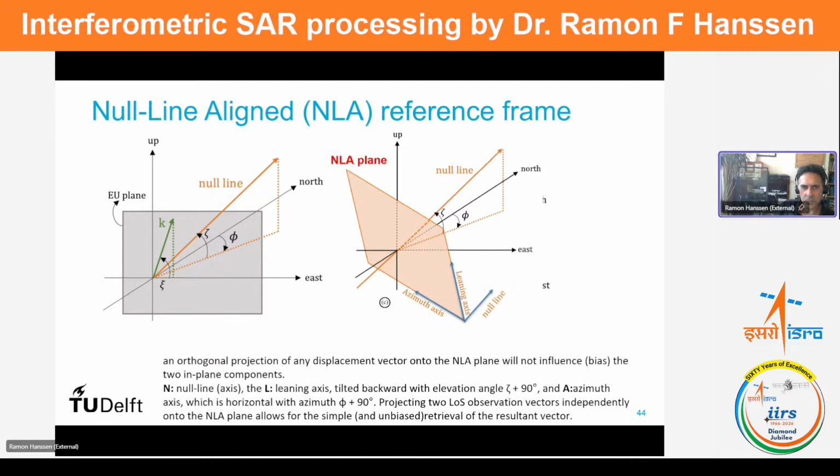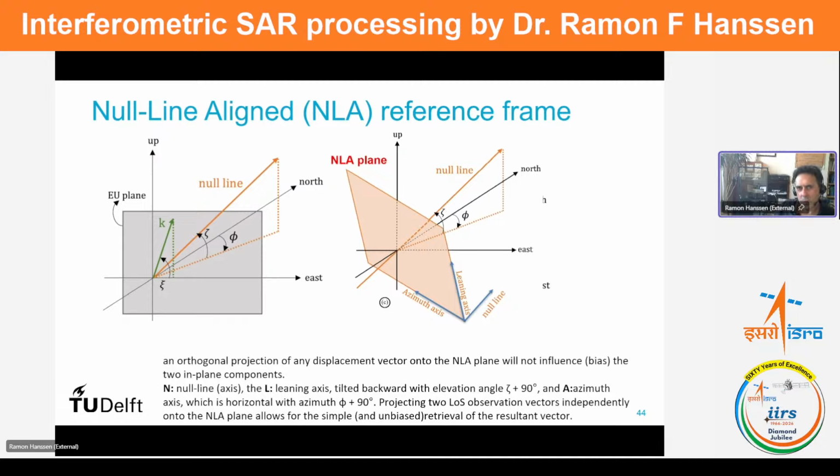Okay, so as written here, an orthogonal projection of any displacement vector onto the NLA plane will not influence or bias the two in-plane components. So N is the null line axis, L is the leaning axis tilted backward with an elevation, A is the azimuth axis, which is horizontal with a certain azimuth. So the definition is in the paper that I will refer to later.